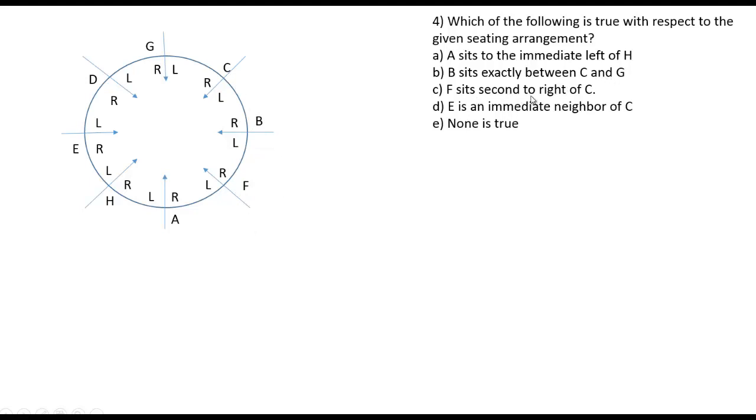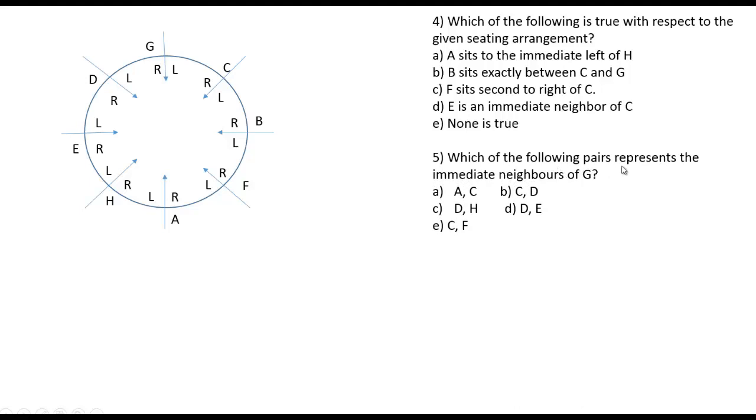F sits second to right of C. This is F. It sits second to right of C. This is C, but right direction is here. So this is also not possible. E is an immediate neighbor of C. It is not there because it is immediate neighbor of D and H. So the correct answer is none is true.